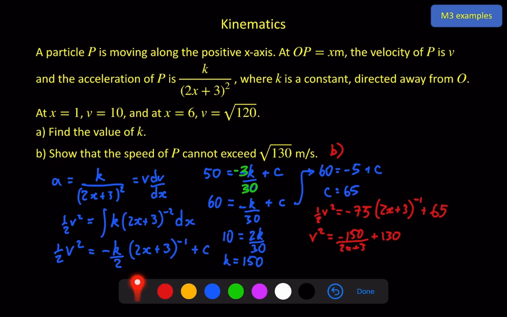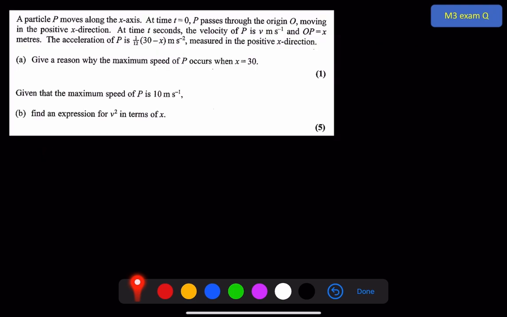So to get the maximum speed, let me maximize v squared first, and to do that we want x to be as big as possible. So this fraction is as small as possible because it's negative in the limit when x tends to infinity. This tends to 0, so v squared tends to 130. So as x tends to infinity, v squared tends to 130, therefore the maximum velocity is equal to the square root of 130. Last thing then is our exam question.